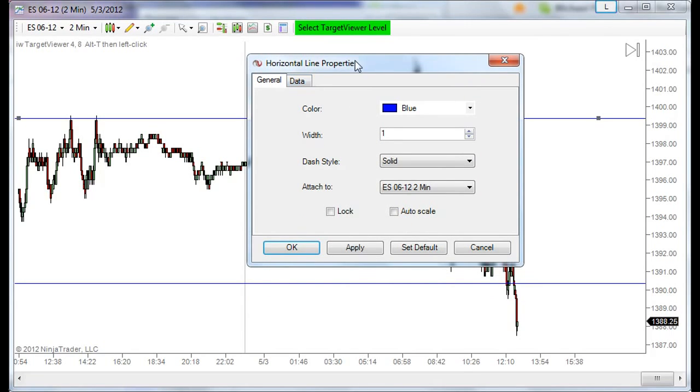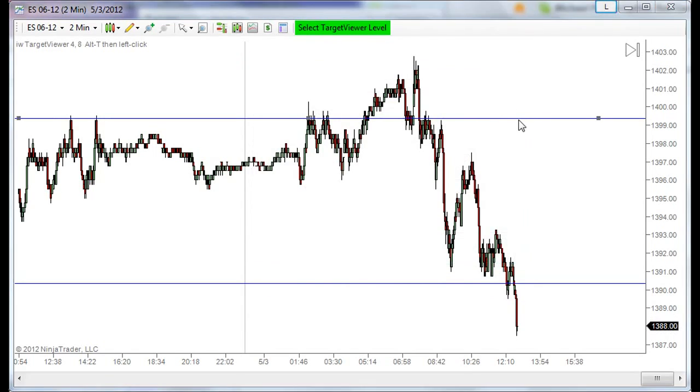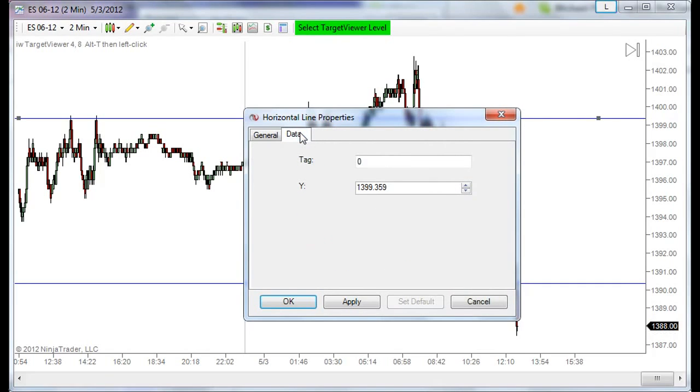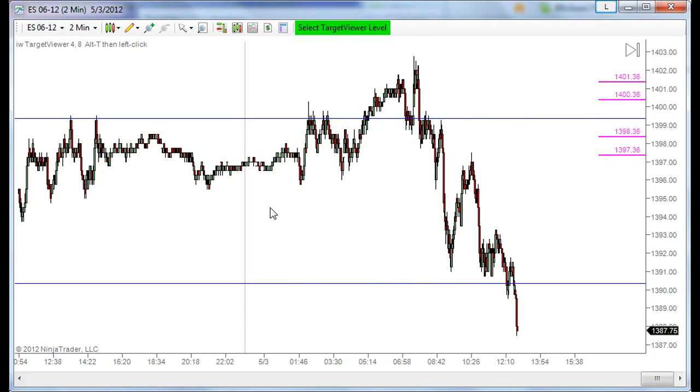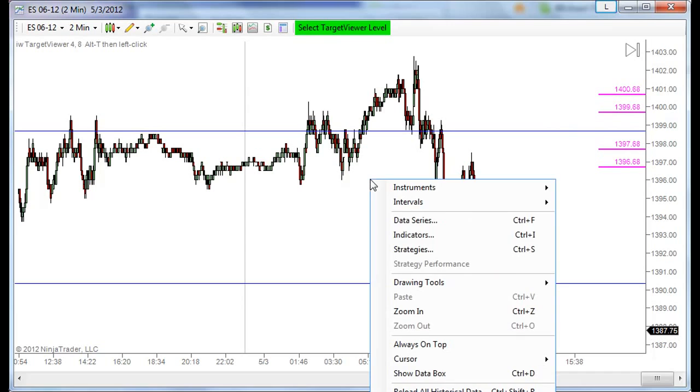And very simply, what you do is you double click on the line, you go to data, and you'll see the tag value here, and it's usually a number starting out at 0. Well, I'm going to change the tag to contain the specific tag. So I typed in signal, and there we go. So signal, now this indicator has found the horizontal line that has the word signal in its tag, and that is the one that it follows for input.